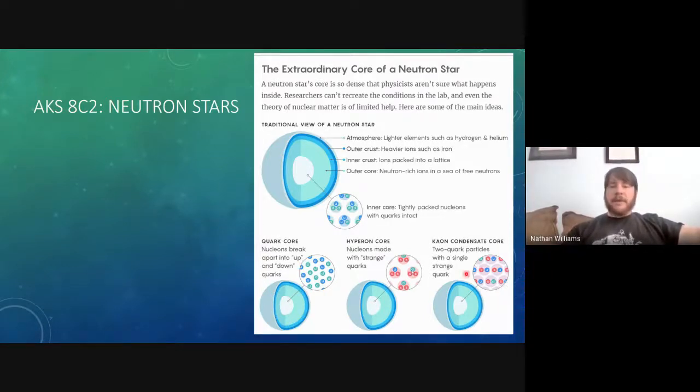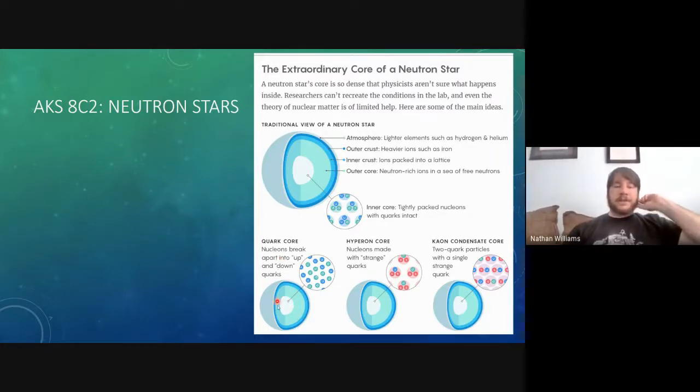But now at the bottom here, we've got a few other models that could be describing what we have instead, or perhaps in addition to these normal but hyperdense protons and neutrons. One possibility they call a quark core, and that's because quarks are the smaller particles that make up protons and neutrons.